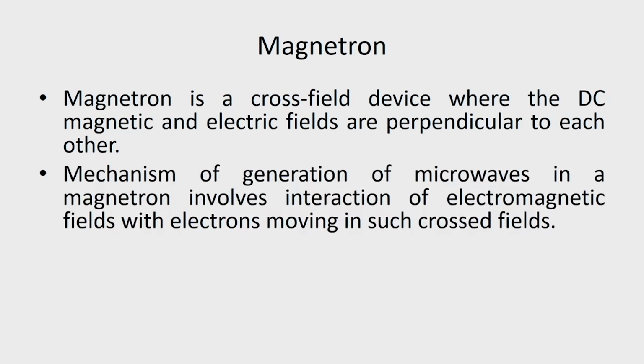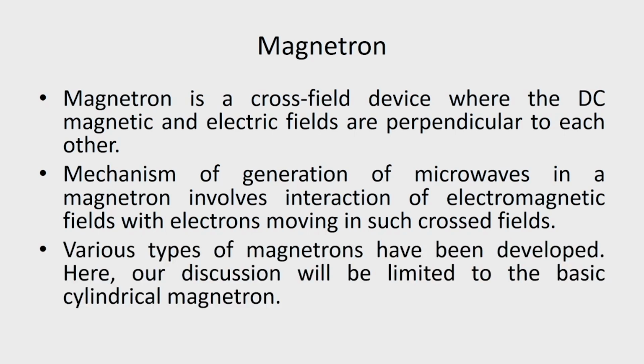The mechanism of generation of microwaves in a magnetron involves interaction of electromagnetic fields with electrons moving in such cross fields. Various types of magnetrons have been developed. Here, our discussion will be limited to the basic cylindrical magnetron.